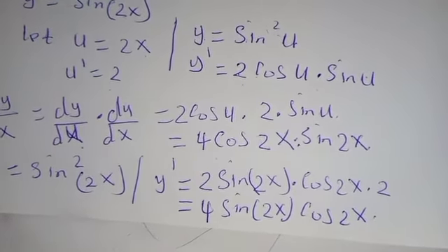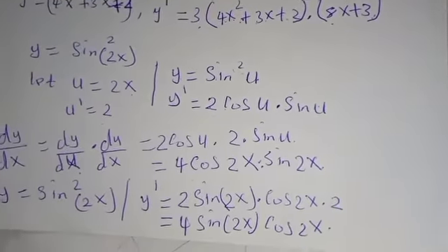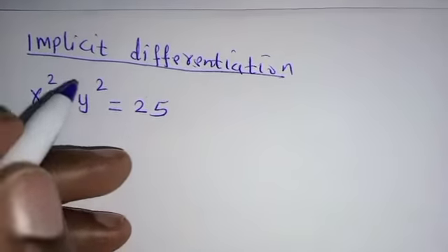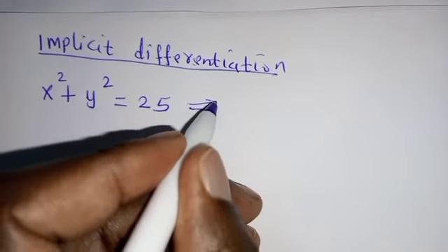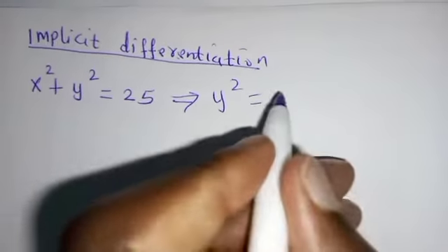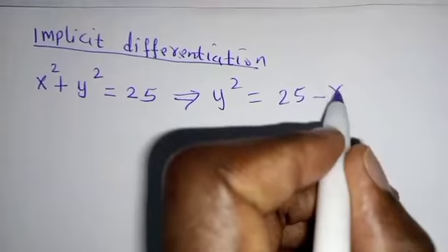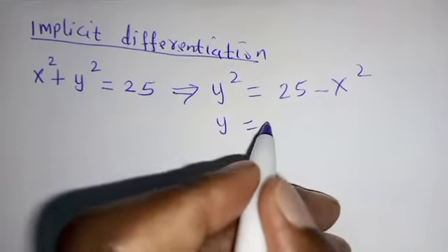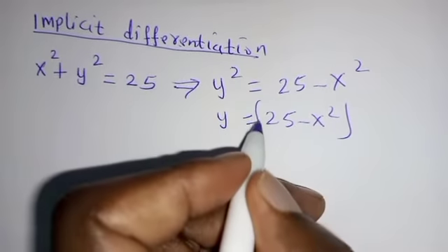The next method we are going to look at will be the implicit differentiation method. Implicit differentiation. So to differentiate this, first of all, we make y the subject of the formula. So we are going to have y squared equal to 25 minus x squared. We take the square root, so y is equal to (25 minus x squared) power half.